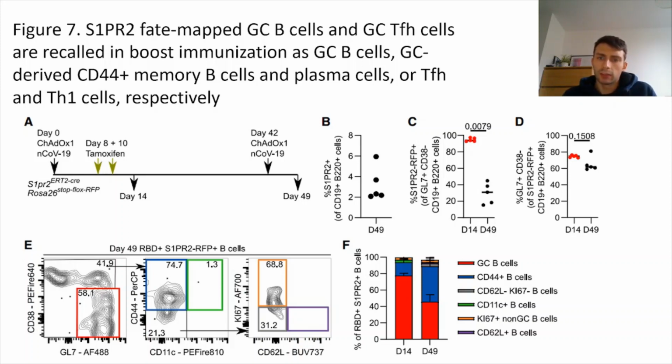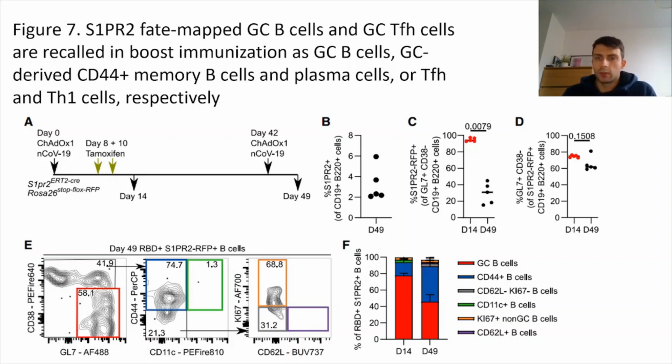If we look at the germinal center, described by GL7 positive CD38 negative B cells, we can see that at day 14, almost all of the GC is S1PR2 RFP labeled in red. At day 49, these cells are now less frequent. However, there is still a significant minority of cells in the germinal center which are RFP labeled.